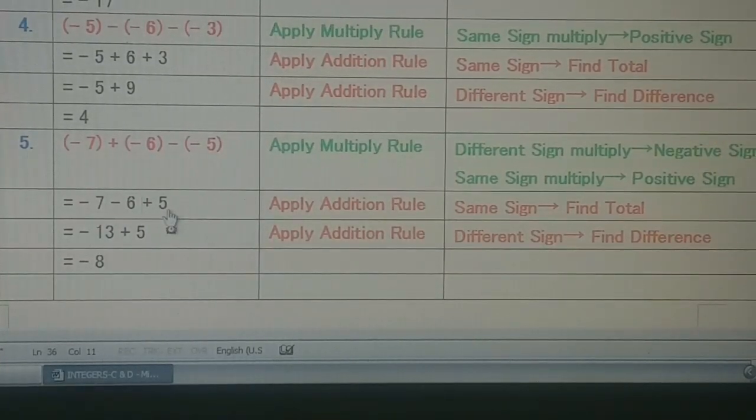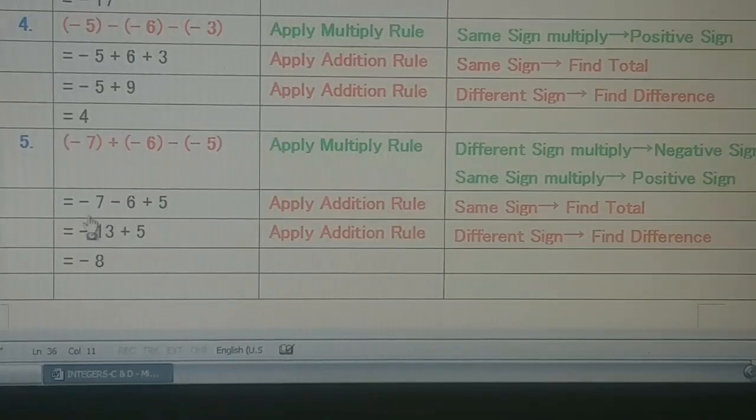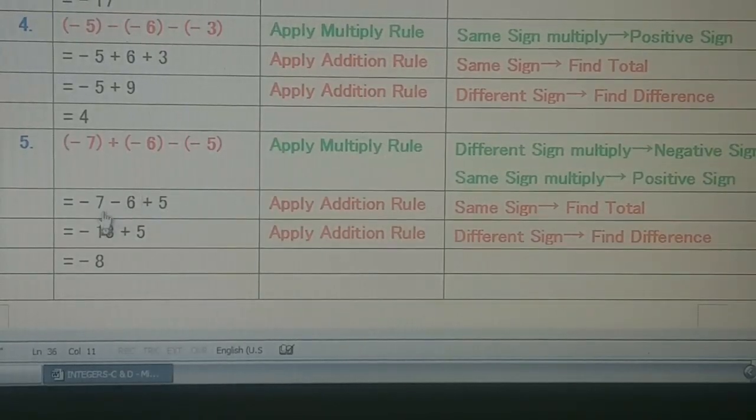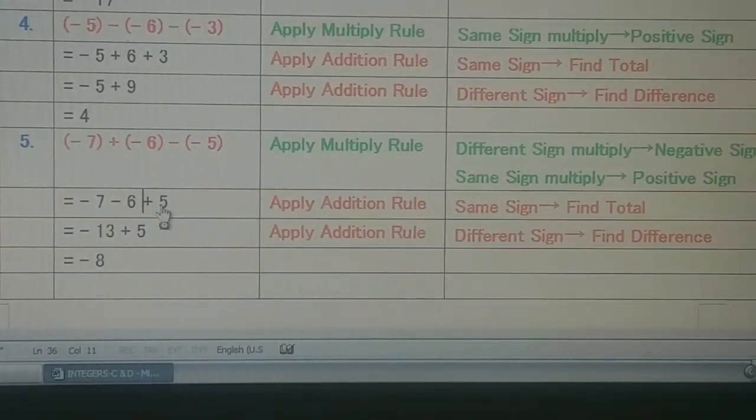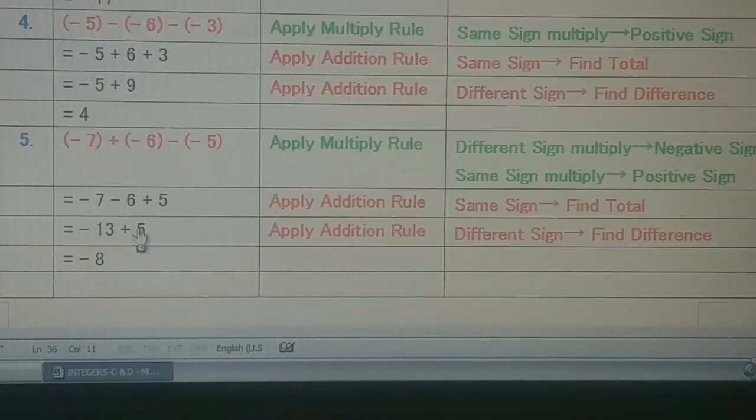Now we apply the addition rule, since between all the numbers there are single signs. Between 7 and 6 one sign is there. Between 6 and 5 there is one sign. So we apply the addition rule. 7 is negative, 6 is negative. So we have to solve 7 and 6 first, and 5 has a positive sign, so that will be solved later on. So plus 5 we have to copy as it is. 7 and 6 we have to solve first.